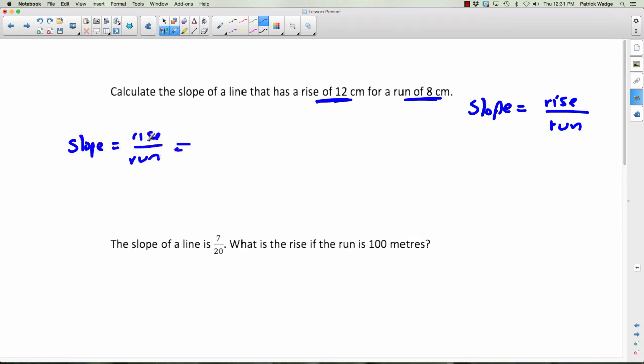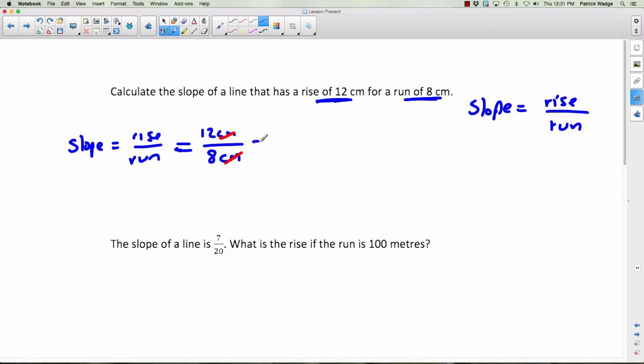Rise over run. So what's the rise number? The rise is 12 centimeters. What's the run number? The run is 8 centimeters. You can get rid of the centimeters because they're the same units, right? If one was centimeters and one was meters, for example, you'd have to switch meters to centimeters or centimeters to meters. But once you have them the same units, it's a ratio. That's what we want. We don't need to write the units anymore. Okay, this is an answer, 12 over 8.